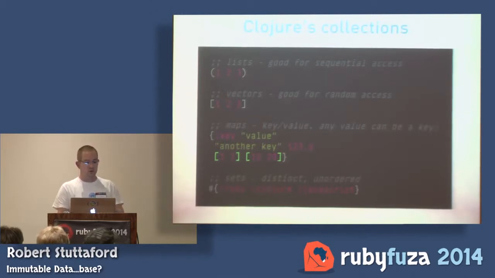And these are all using that immutable capability that Clojure has. So they all do the structural sharing internally.